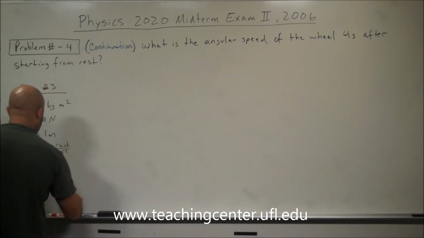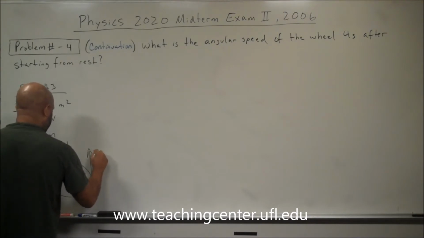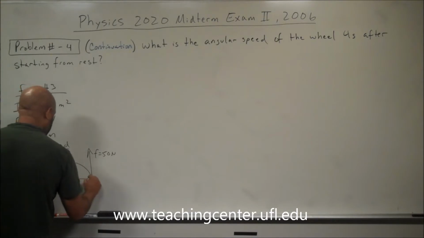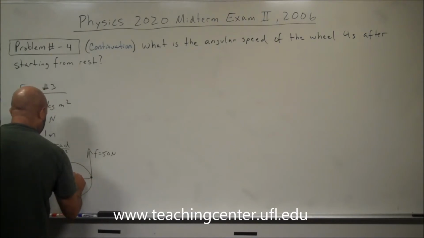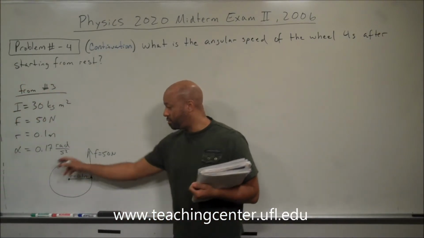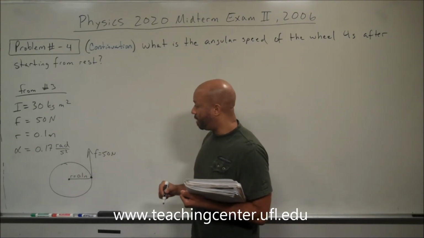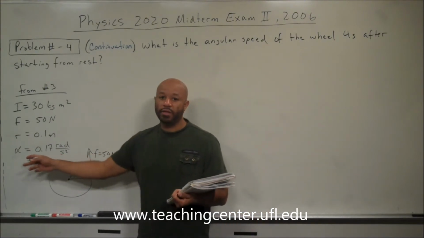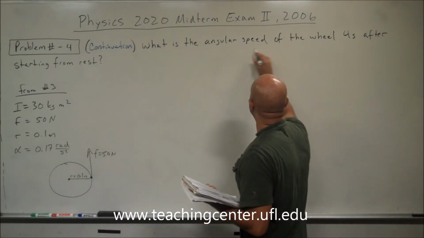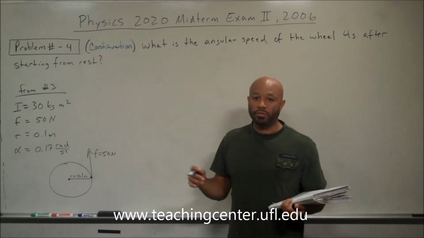The figure had the wheel where we had a force applied to it acting at a perpendicular distance from a radius of 0.1 meters. So we're rotating this wheel. This wheel has a radius of 0.1 meters, and in problem number 3 we were asked to find the angular acceleration. In this problem, it's asking us to find the angular speed 4 seconds after the wheel starting from rest.